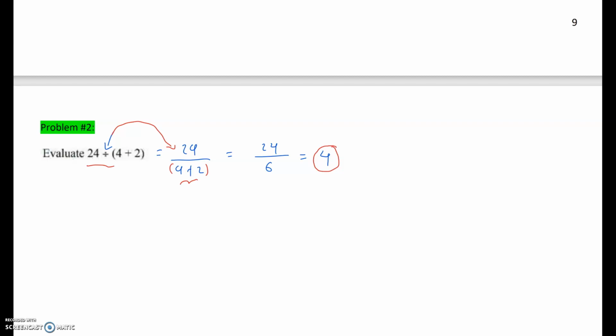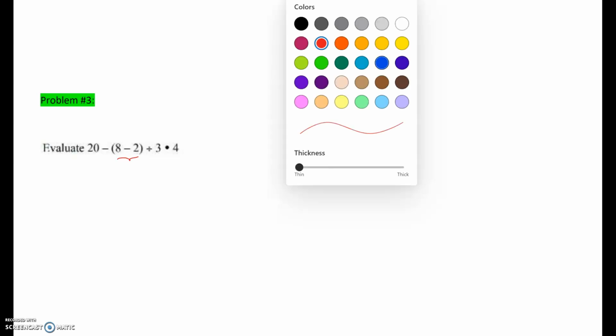Okay, let's take a look at the next problem. This one's a little bit messy. What I'm going to do is, from left to right, simplify the parentheses first. I'm just going to rewrite it, and I'm not going to do the division just yet until I have a single value. So this is equivalent to 20 minus 8 minus 2, which is equal to 6. And then you have divided by 3 times 4. Now at this point, from left to right, we're supposed to apply the division first.